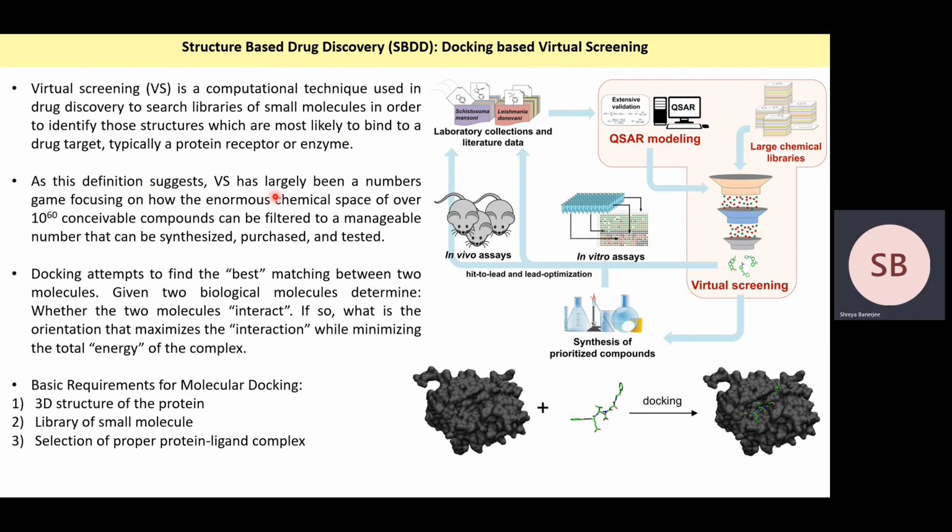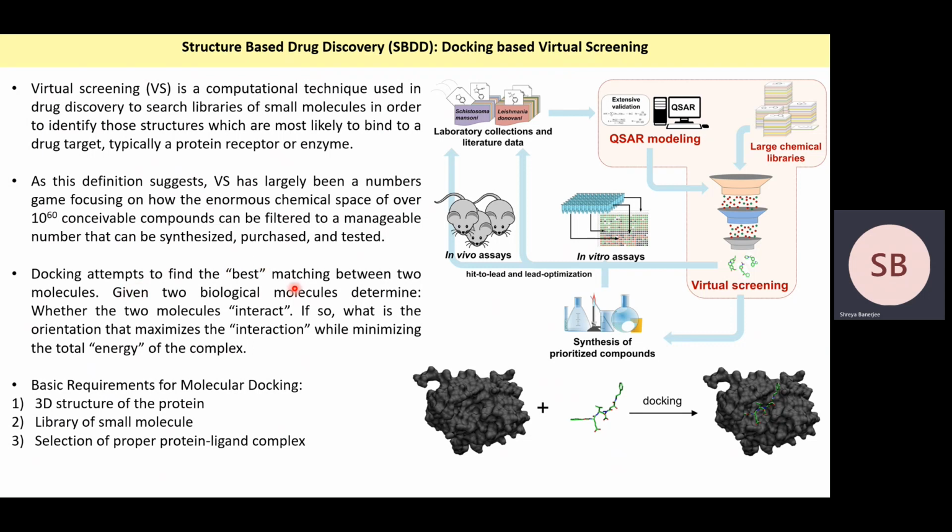So as this definition suggests, virtual screening has largely been a numbers game, focusing on how the enormous chemical space of over 10 to the power 60 conceivable compounds can be filtered to a manageable number that can be synthesized, purchased, and tested. So what virtual screening does is that it significantly reduces the time, effort, and money put into actual experimental screening.